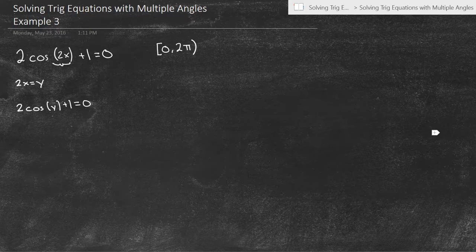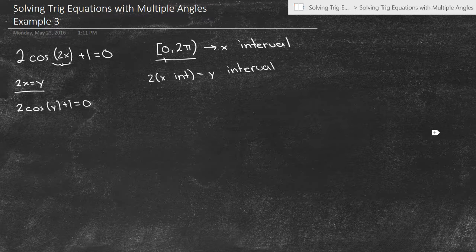But then remember, if we're going to just change this like that, we have to also change this x interval and make it a y interval. So this is our x interval. And it follows the same pattern. 2x equals y. Now it's 2 times the x interval will equal our y interval. So we're going to take each bound, like the lower bound and the upper bound, and multiply it by 2.